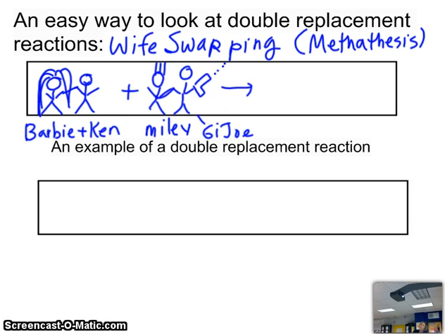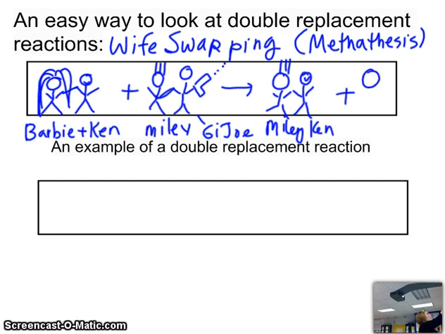Well, what can happen is they can wife swap. So Barbie can kick Miley out of her relationship, and Miley can kick Barbie out of her relationship. So what we would have then, oh my goodness, I can't believe I'm putting a video of this on TV. This is Miley and Ken with his handsome smile, and they're a new couple. And Barbie with her big beautiful hair and G.I. Joe with his gun.